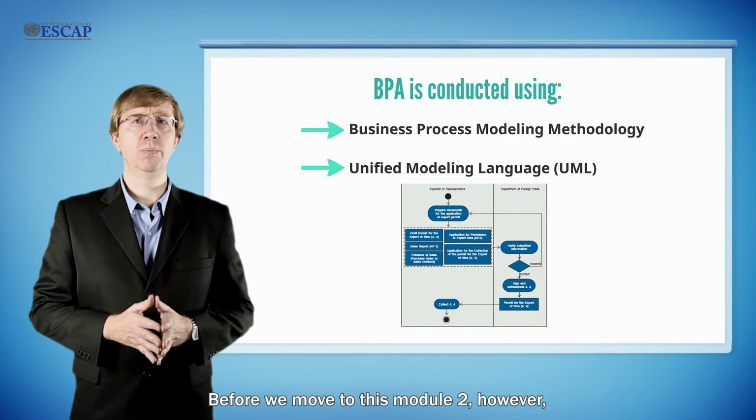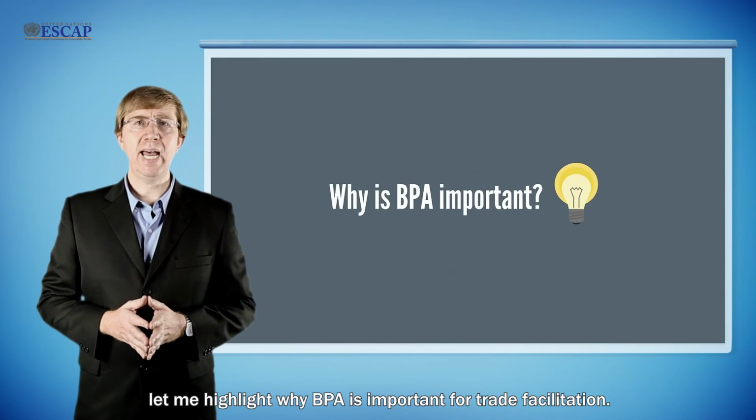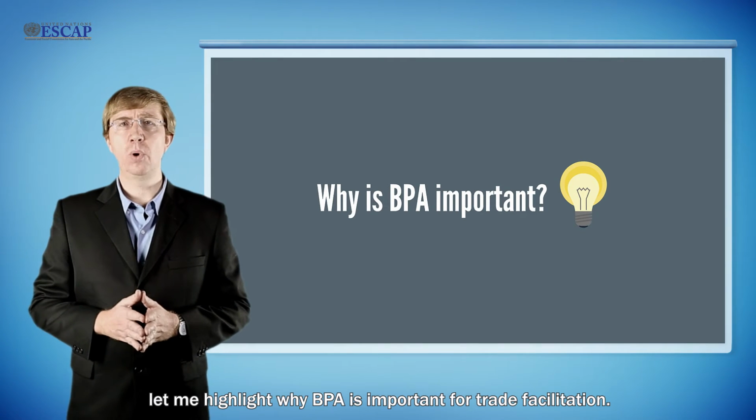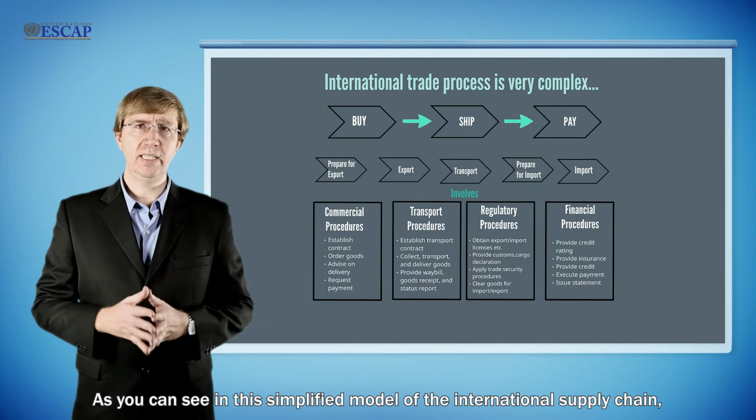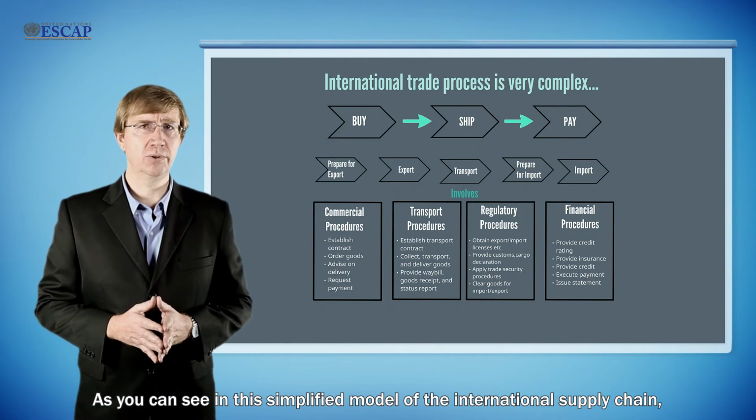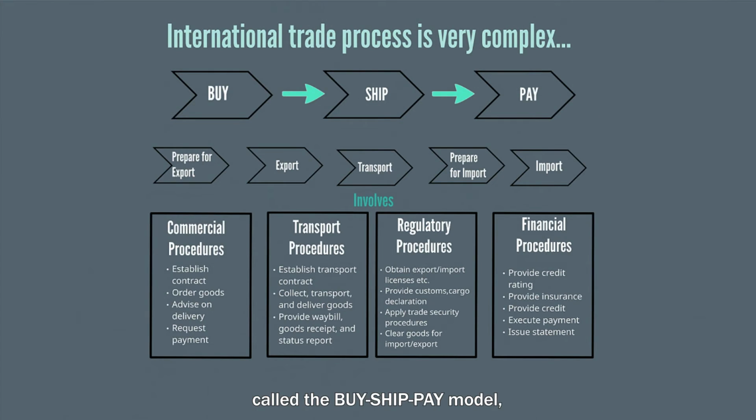Before we move to this module, however, let me highlight why BPA is important for trade facilitation. As you can see in this simplified model of the international supply chain, called the buy-ship-pay model, there are many activities and procedures involved in an international trade transaction. Procedures involved include commercial procedures, transport procedures, regulatory procedures, and even payment procedures.